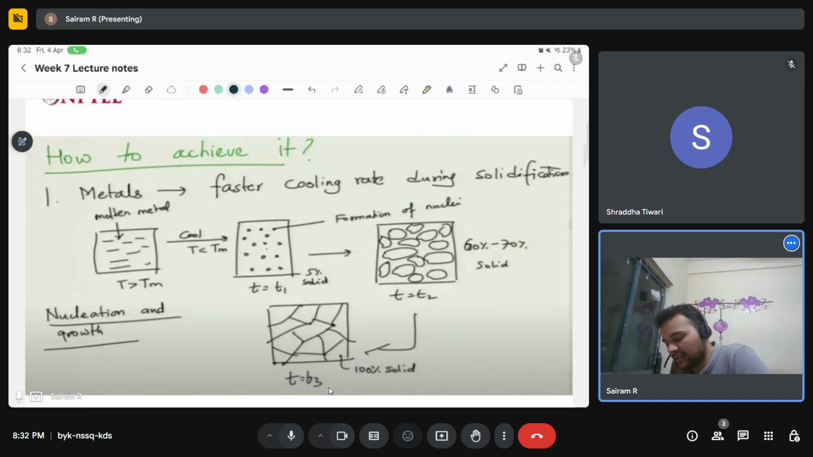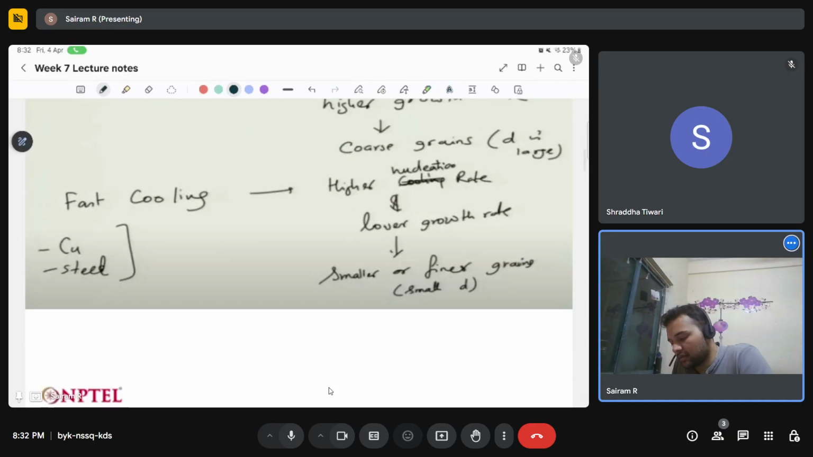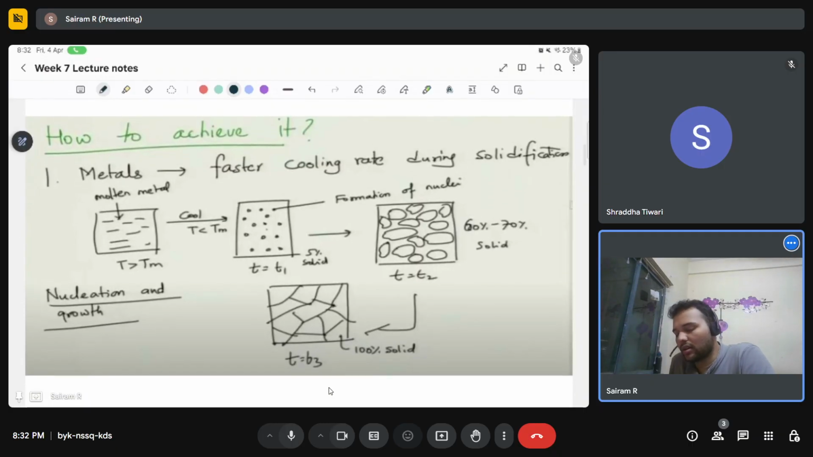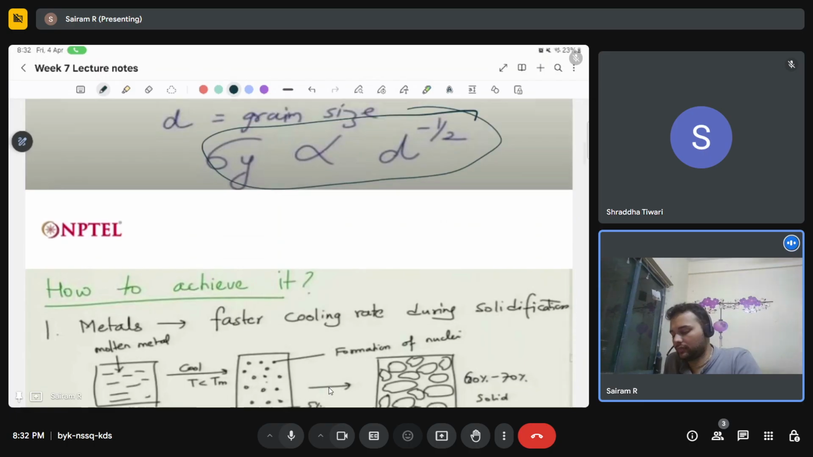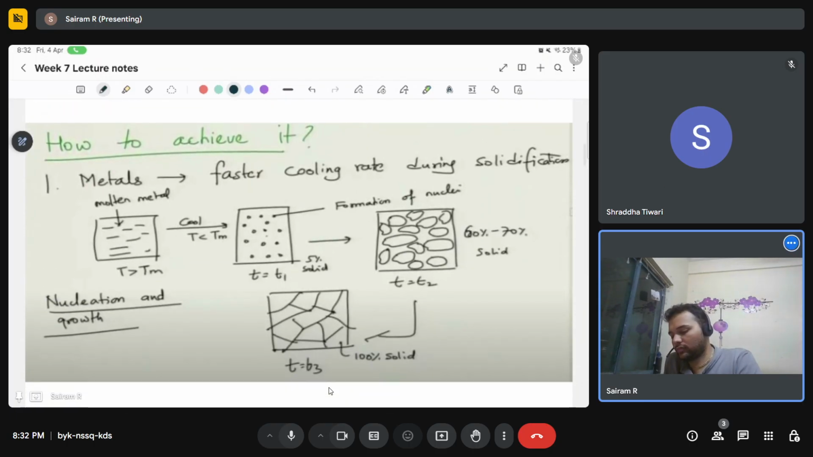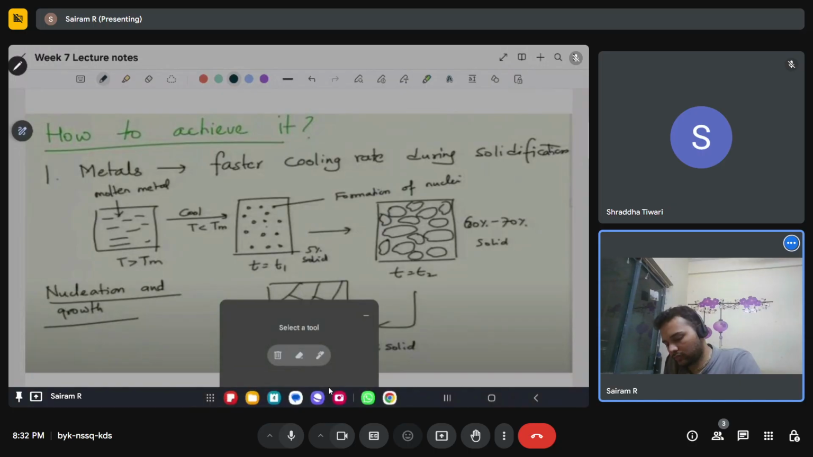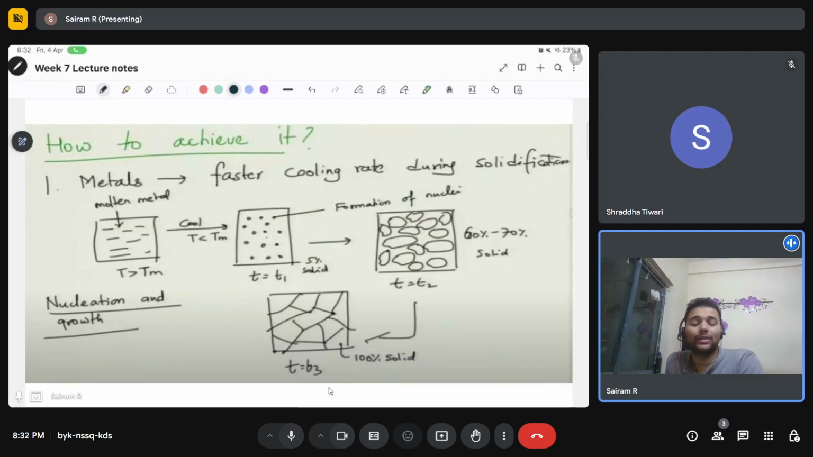Now, how to achieve this? We know that we need small grain sizes. What are the methods to achieve these small grain sizes?